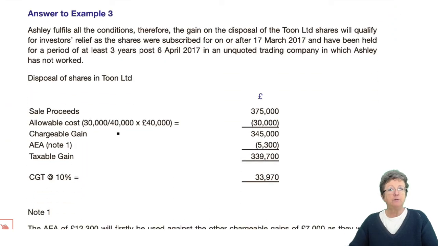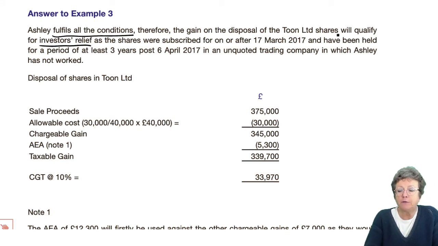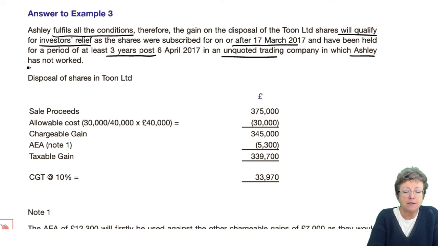And again, you note that in the model answer, the rules have been written out. Ashley fulfils all the conditions. Therefore, the gain on the disposal of the shares will qualify for investors' relief. It fulfils all the conditions and qualifies for investors' relief because the shares were subscribed for after that date. They've been held for 3 years. It's unquoted, and Ashley has never worked there.